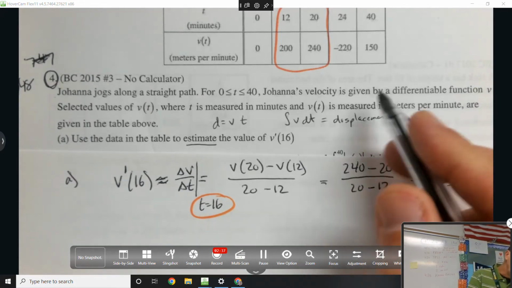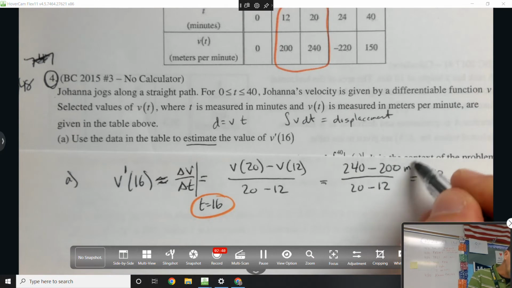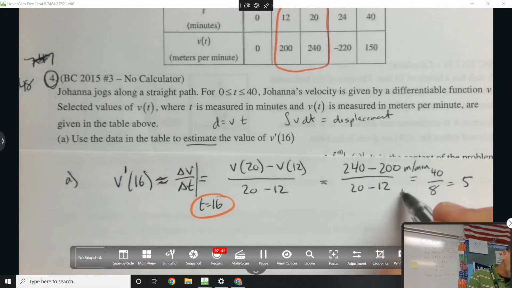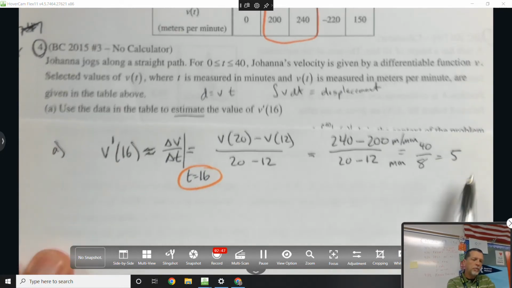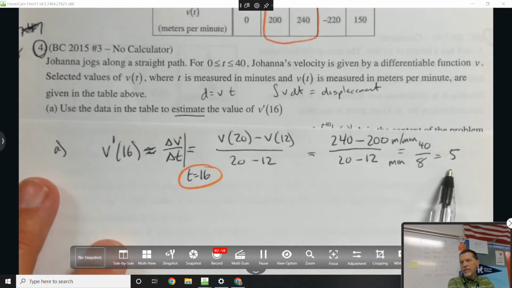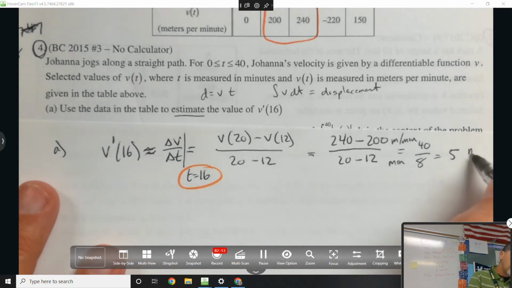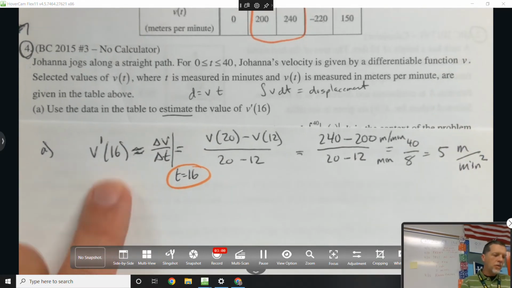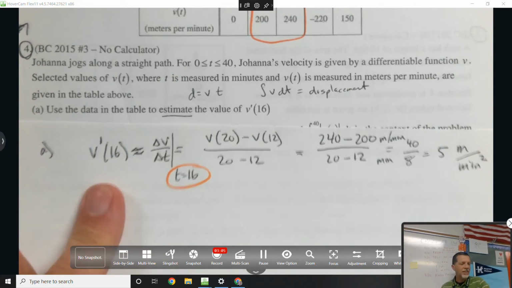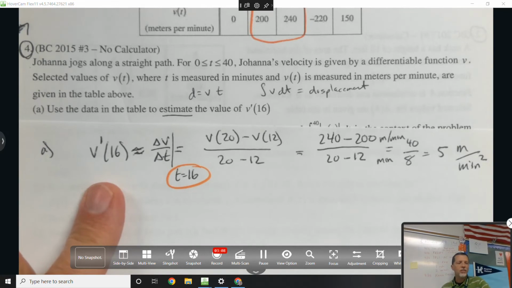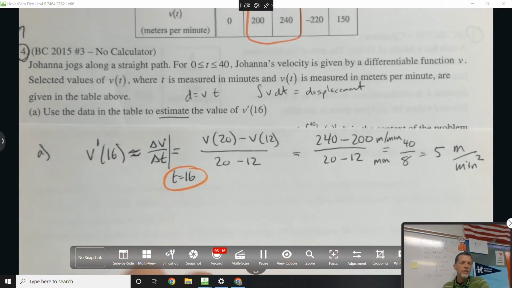So the 240 and the 200 were meters per minute. 20 and 12 were minutes. So what are my units on 5? Meters per minute squared. That also kind of matches up with what else do we know, what's another name for the derivative of velocity? Acceleration. So it makes sense that the derivative of velocity gets us an acceleration answer.